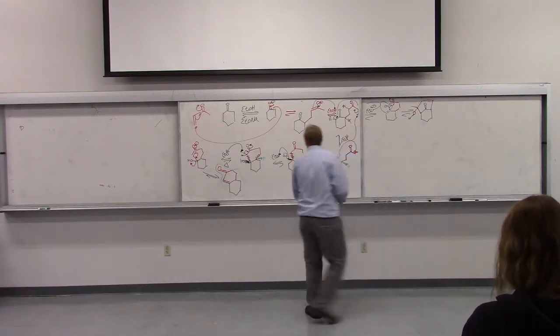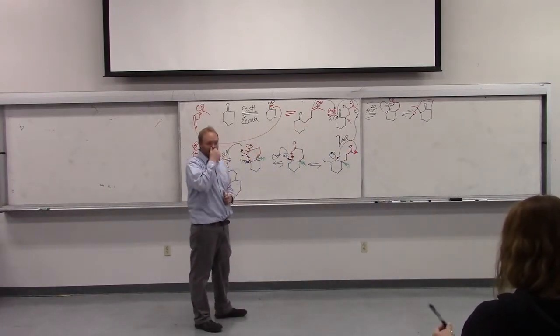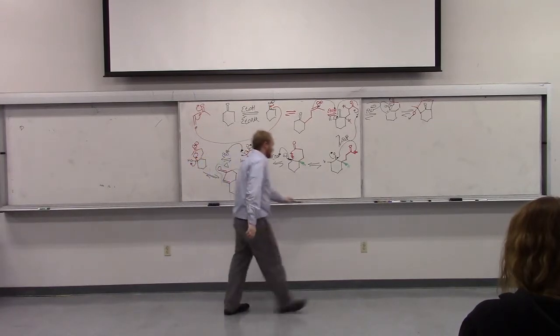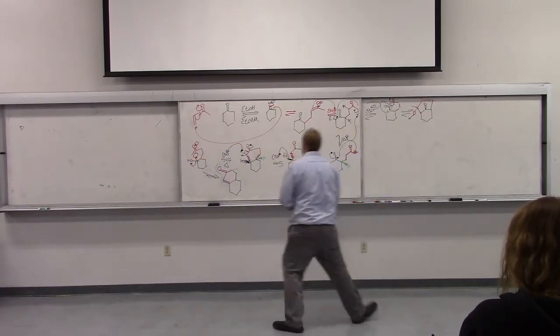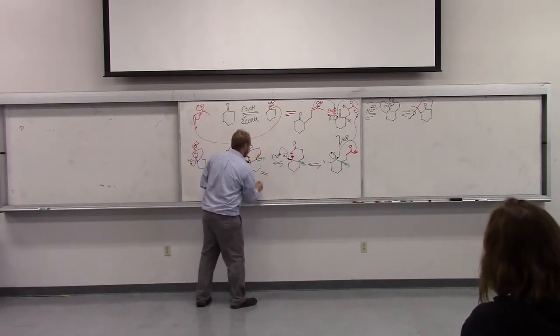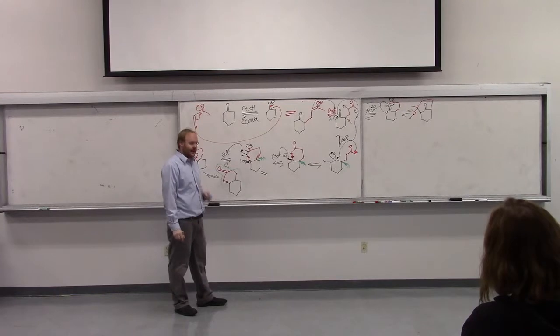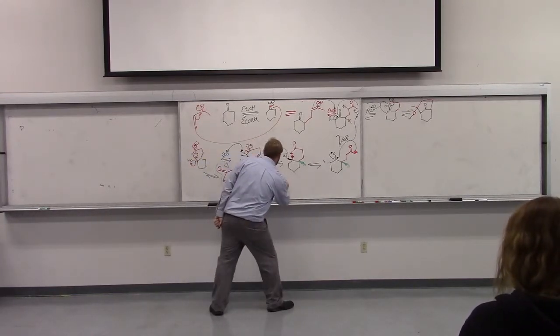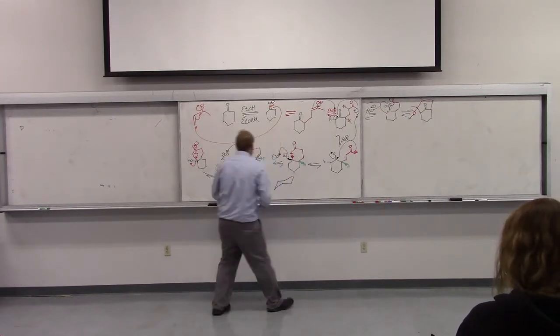Well, let's draw both of the 6-membered bicyclic systems and ask ourselves, which one looks nicer? Which one looks more stable? So in this case, this one here is going to be a cis decalin. So let's draw our chair, like so.